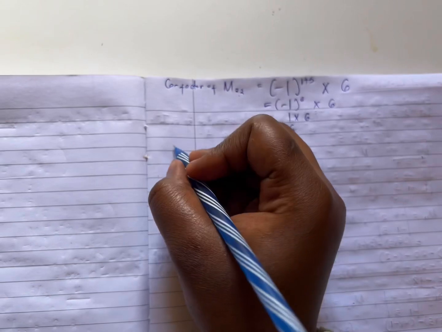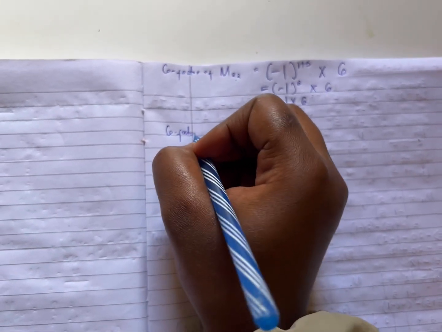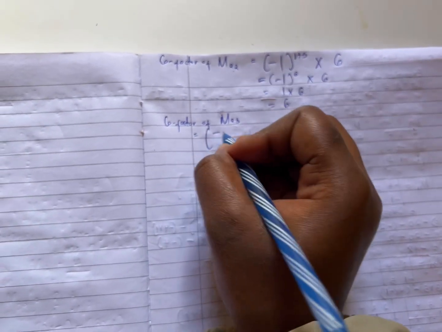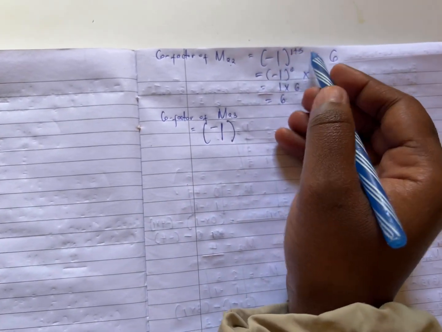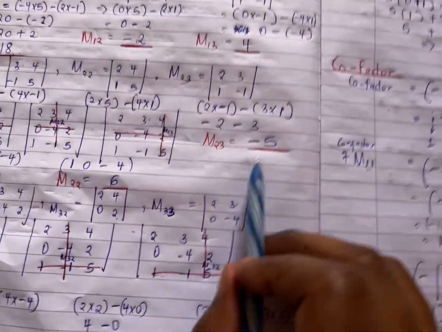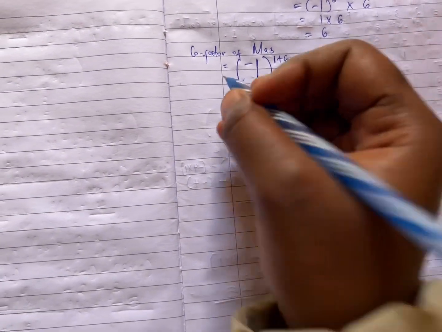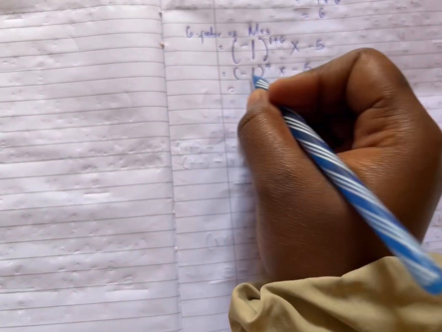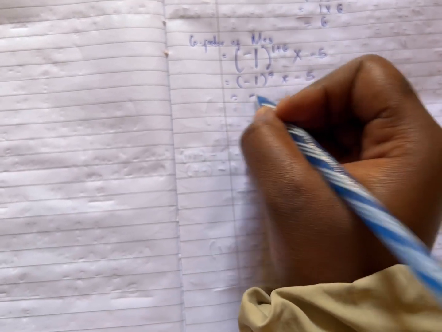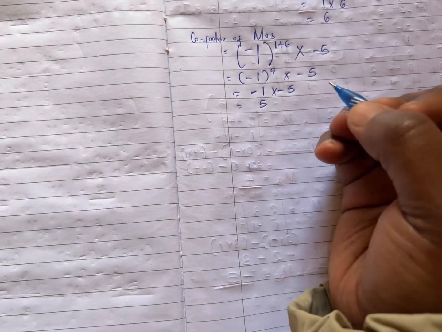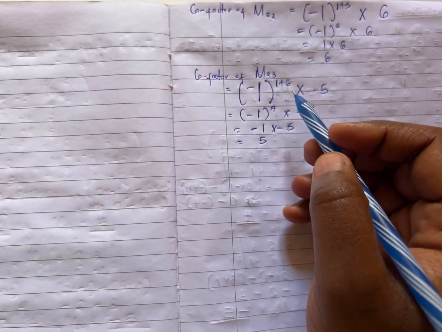We now move to the cofactor of M23. Negative 1 power 2 plus 3, times the minor of M23, which is negative 5. So any negative power an odd number will be negative. So you're going to have negative 1 times negative 5. So that's a positive, because negative times a negative is a positive. So our answer is 5.